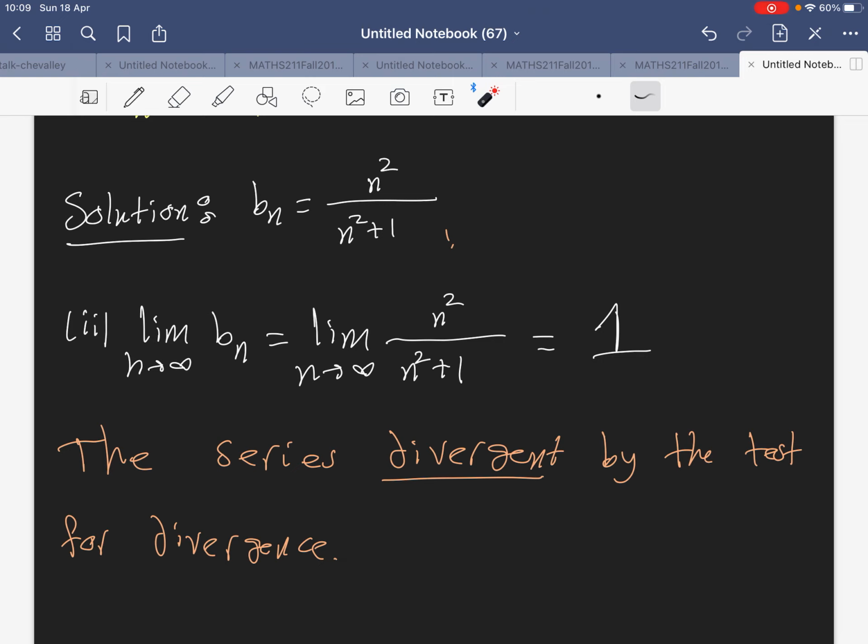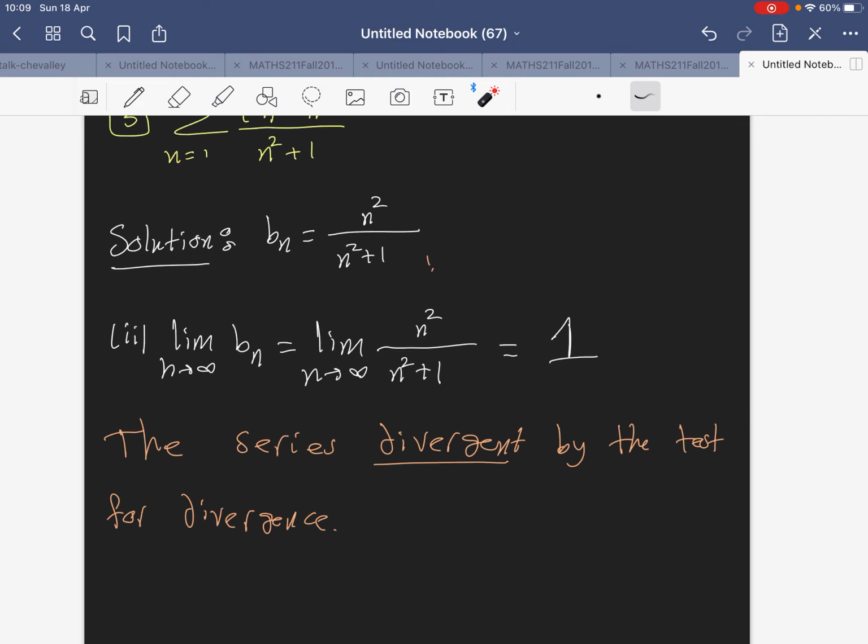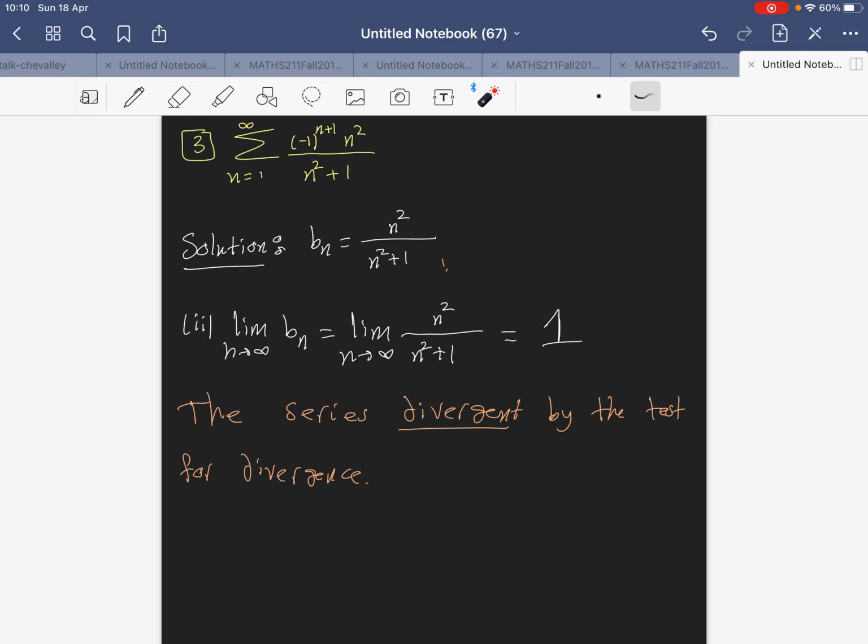Don't write for me here "by the alternating series test." That is wrong. It's not the alternating series test. Okay? It is the test for divergence. The alternating series test only will tell you it is convergent if you check the 2 conditions. So I hope I made that crystal clear here.